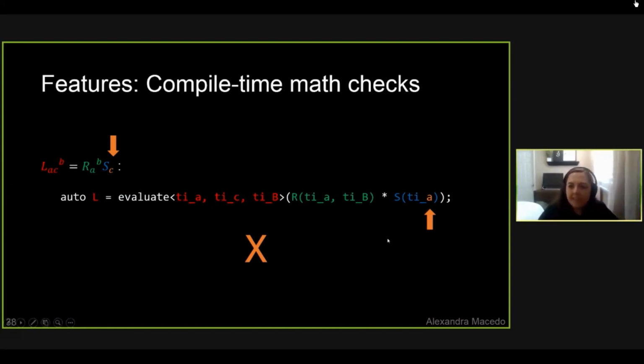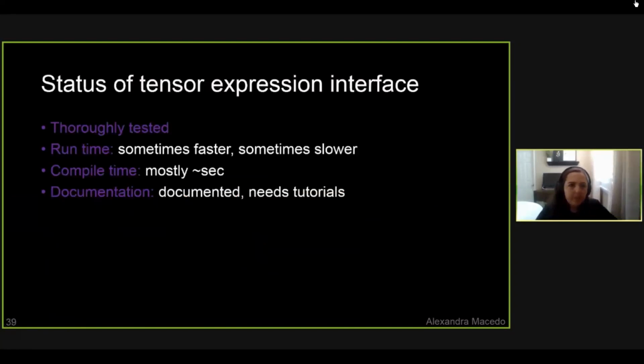So when you're coding tensor equations and then you're submitting jobs, waiting in a queue, and then also running long simulations, it's really nice that things like this can be caught at compile time instead of at runtime. So what's the status of this interface? It's thoroughly tested. We try to test a lot of different cases. Compared to writing the equations with the loops, when we write them with the tensor expressions, sometimes the tensor expression versions are faster, sometimes they're slower. We want to look into why.